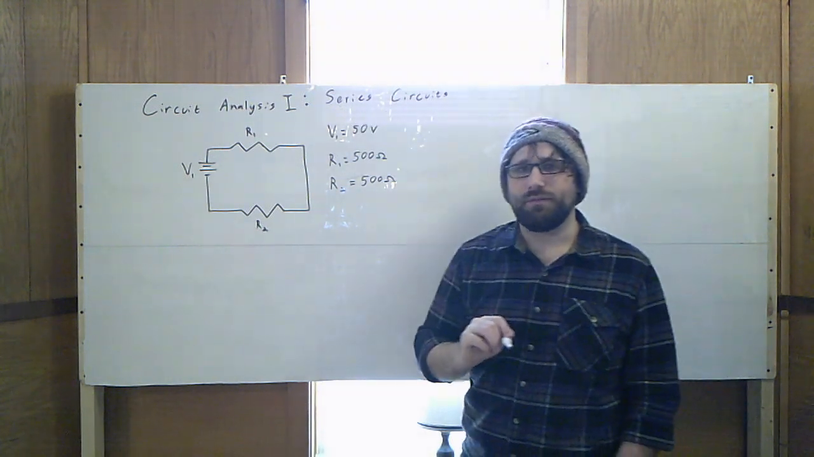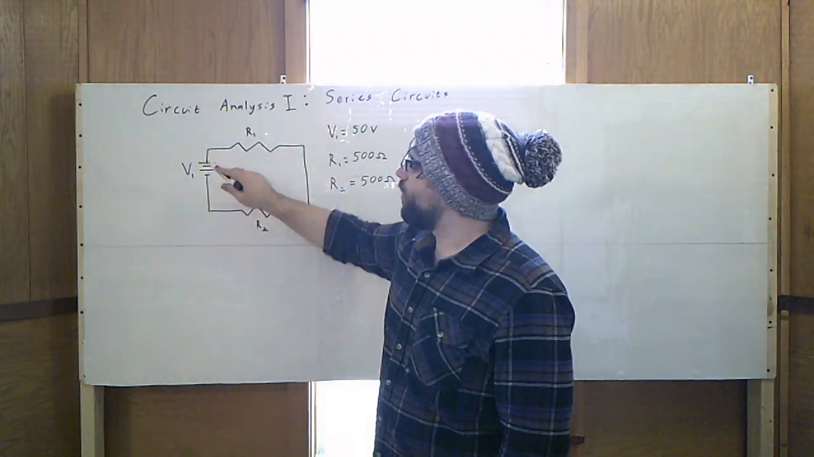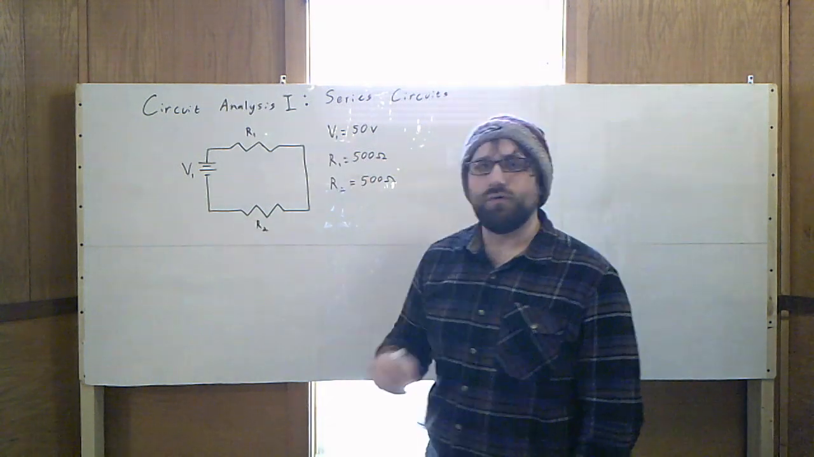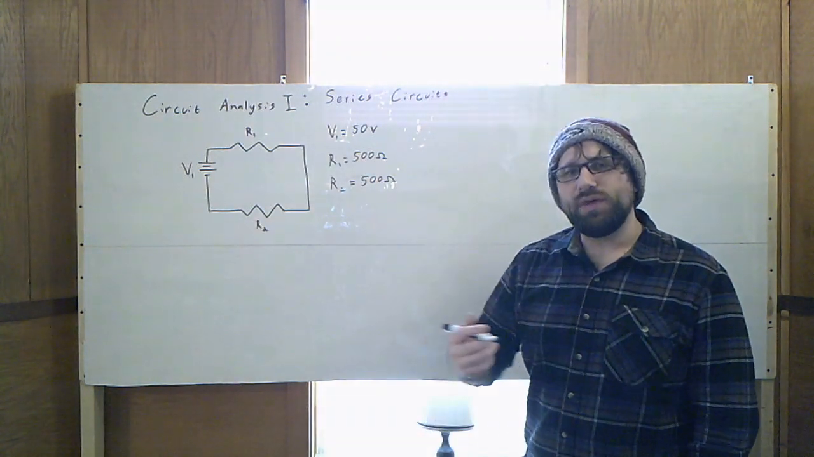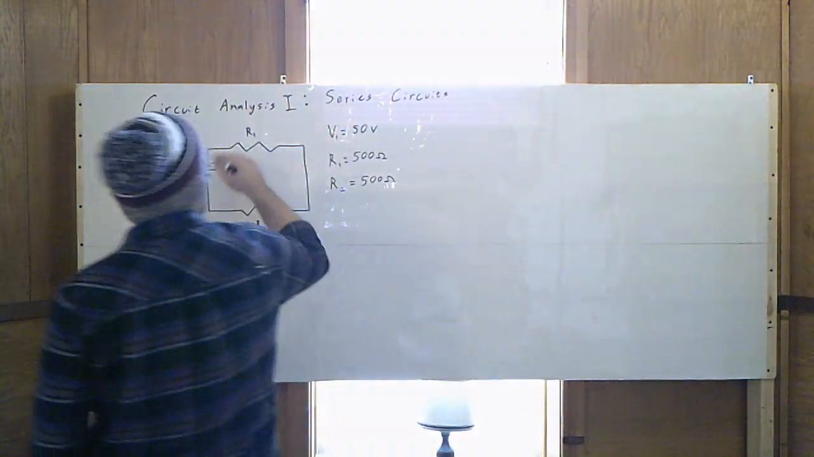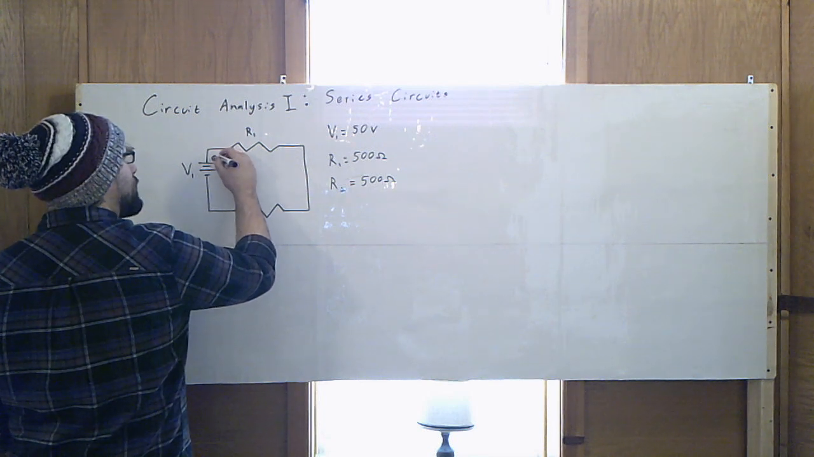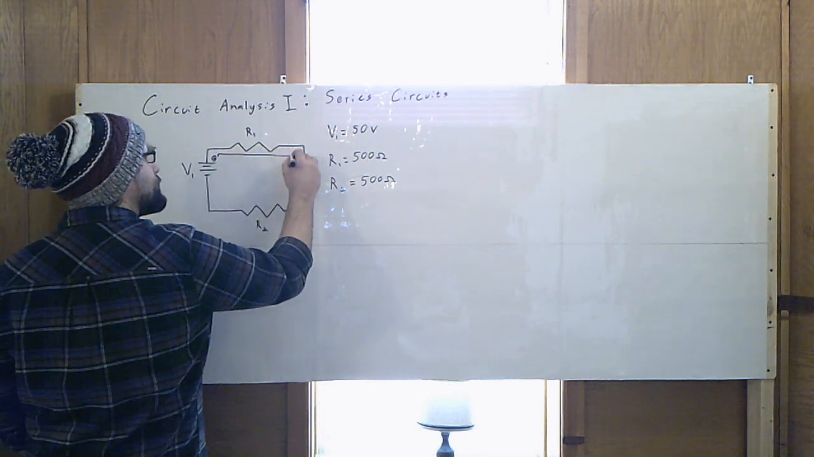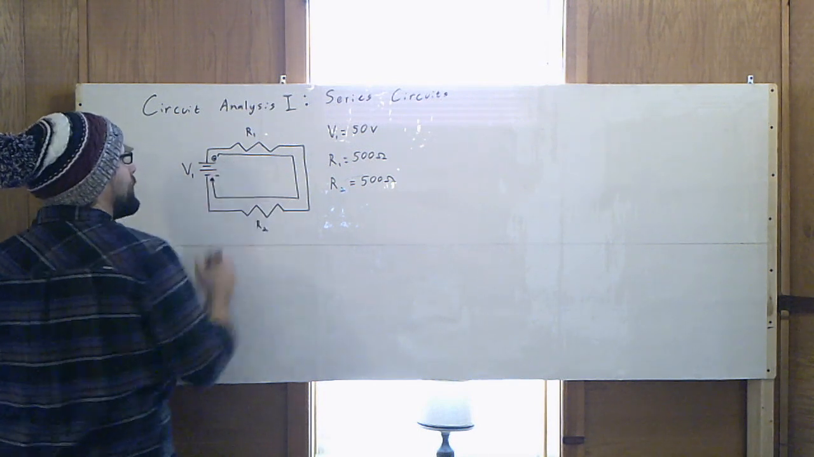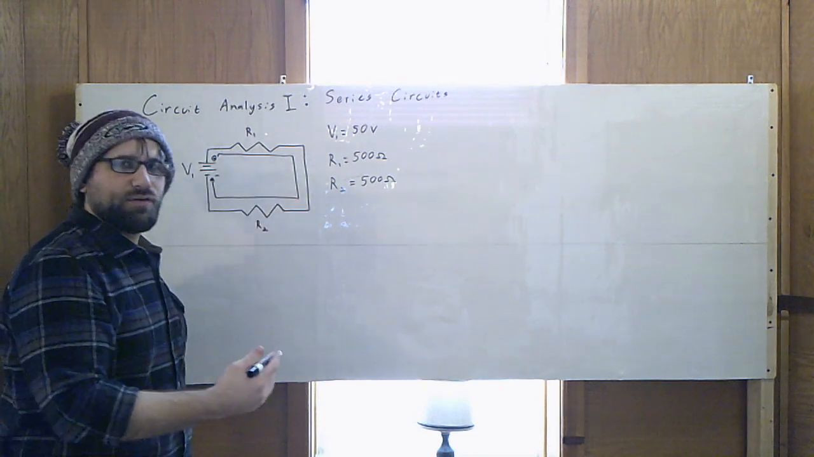A series circuit means that we have everything in the circuit in one long chain. So we have a series of resistors. The way we like to think about this is from the perspective of a charge moving through the circuit. If I've got a little positive charge here, it wants to move through the circuit in order to get to the negative side of the battery. It's going to move through these resistors in series.